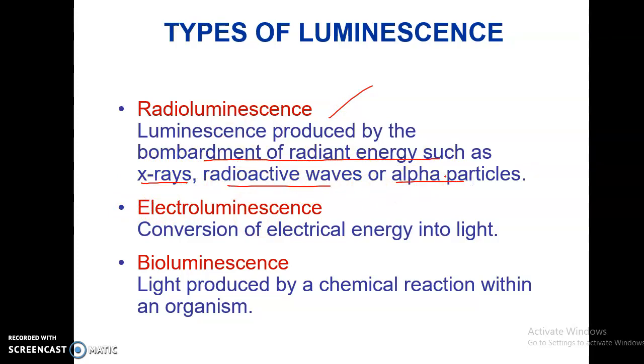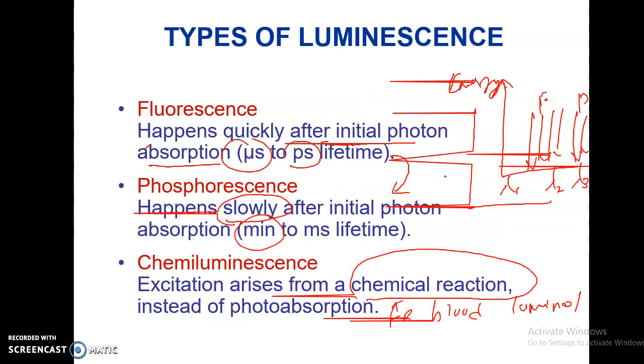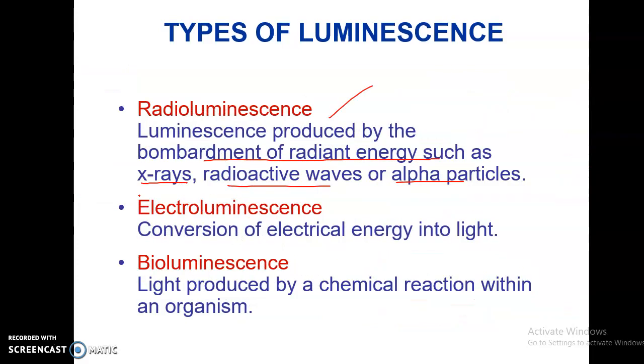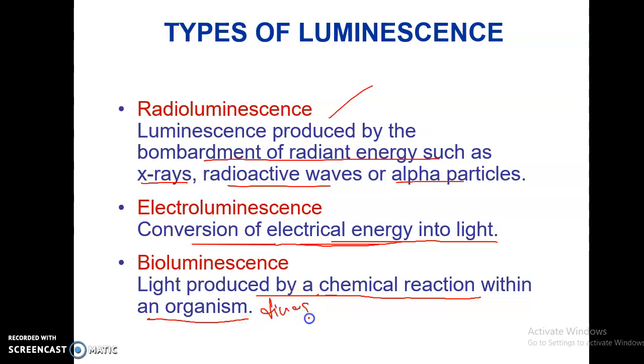I forgot to mention the source of radiation for fluorescence and phosphorescence is still UV. That's why I said just now, it is the derivative, the integral part of UV-based spectrophotometry, because it's still using UV radiation. Electroluminescence is a conversion of electrical energy into light. Bioluminescence is produced by a chemical reaction within an organism, like the dinoflagellate just now.